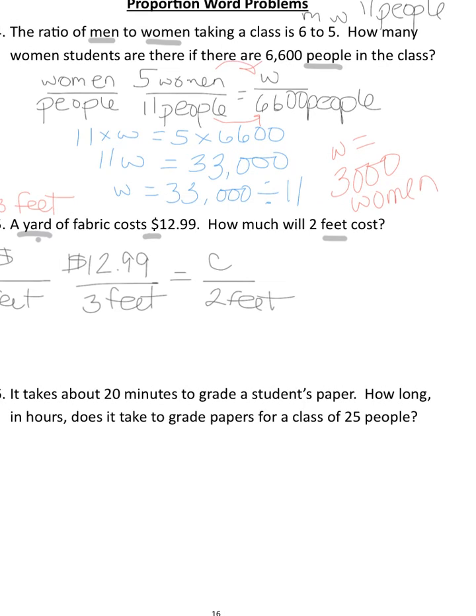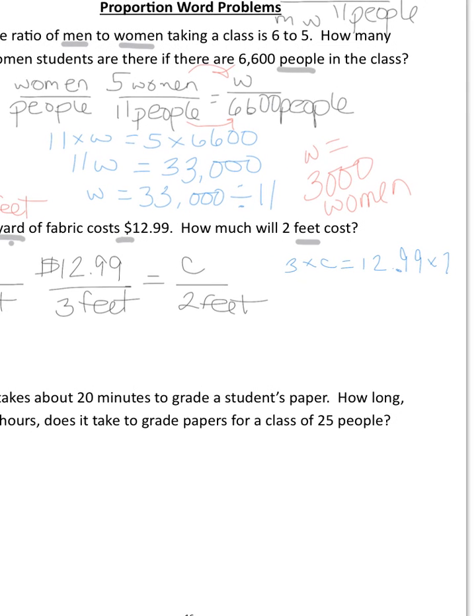So we can now go about and solve our problem. 3 times C equals $12.99 times 2. And you get 3C equals 25.98. C is going to be 25.98 divided by 3, and that gives us that the cost will be $8.66. Does that answer our question for how much will 2 feet cost? $8.66 makes sense. It answers our question.